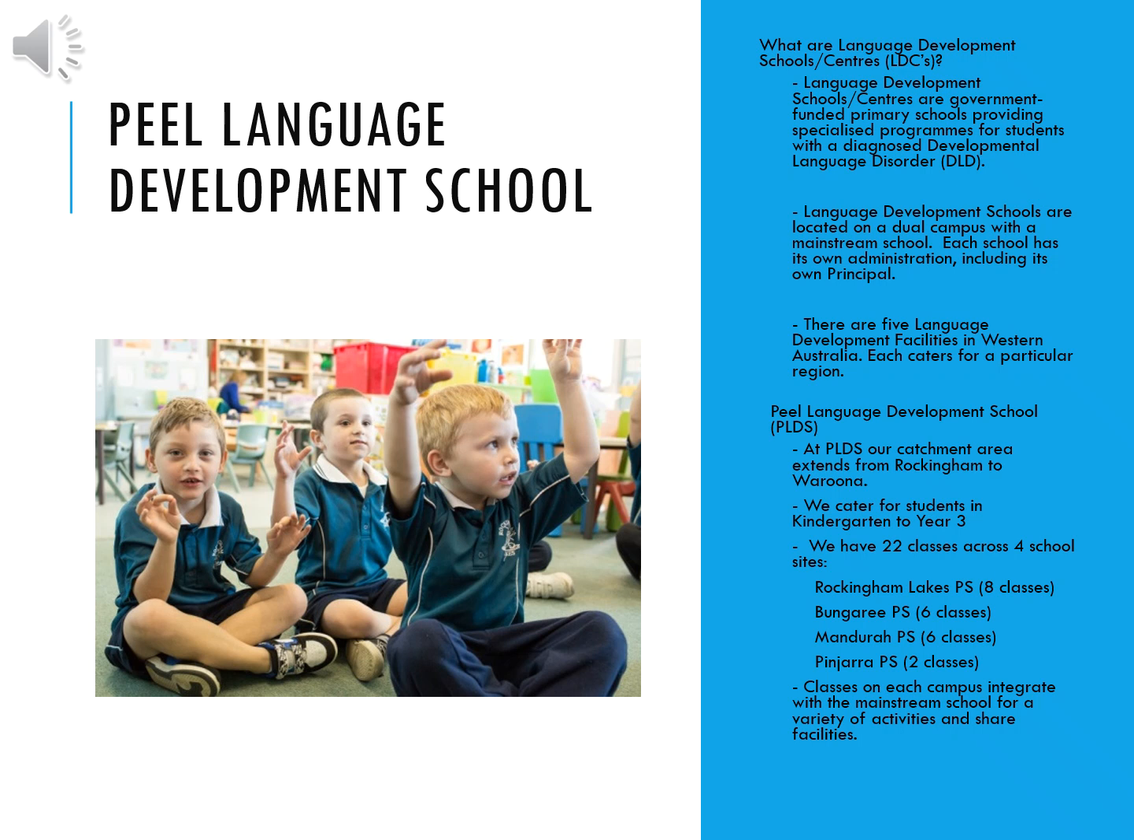At Peel Language Development School, our catchment area extends from Rockingham to Waroona. We cater for students in kindergarten to year 3 and have classes across 4 school sites, including Rockingham Lakes Primary School, Bungaree Primary School, Mandurah Primary School and Pinjarra Primary School.